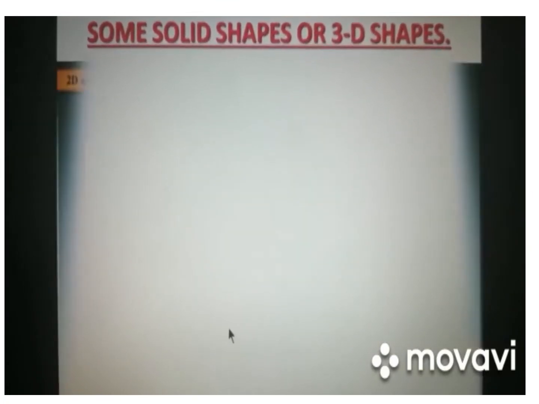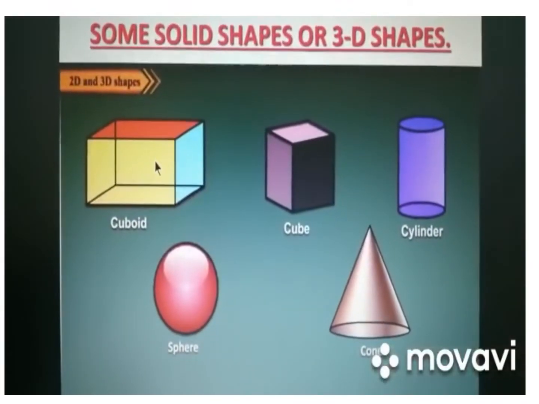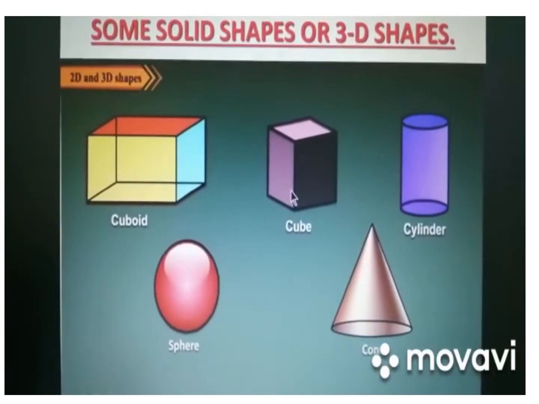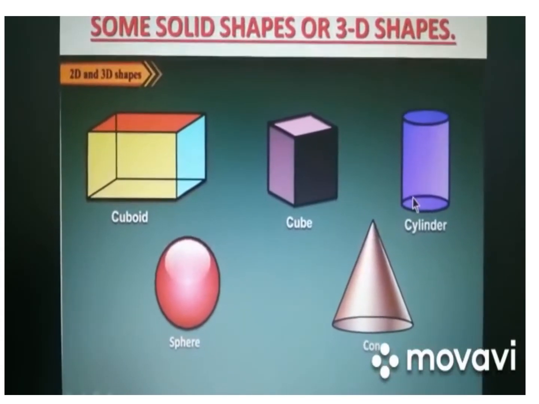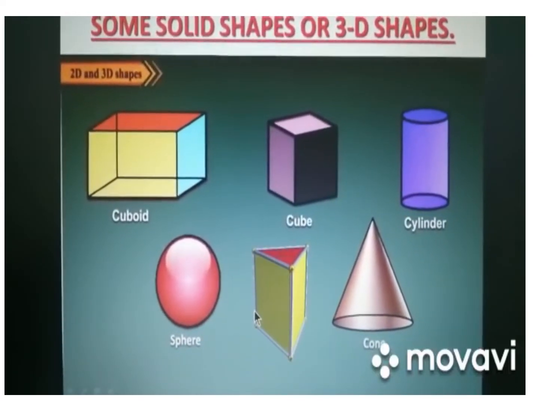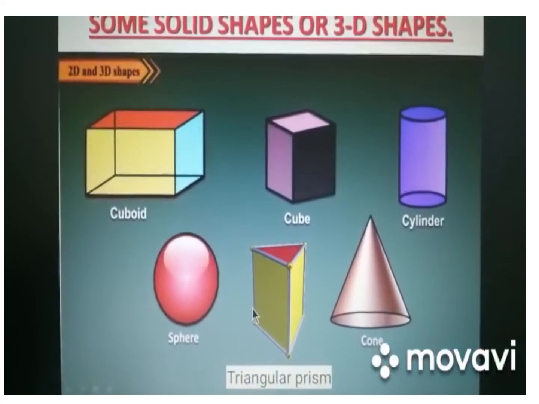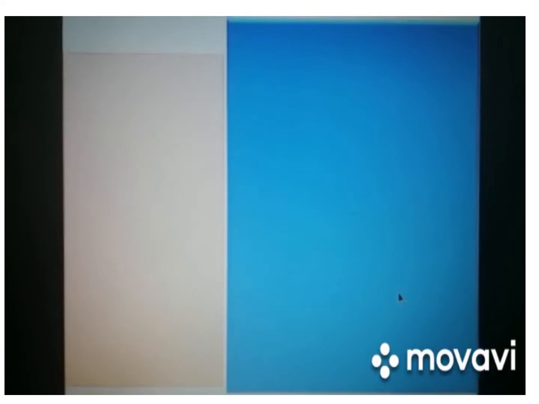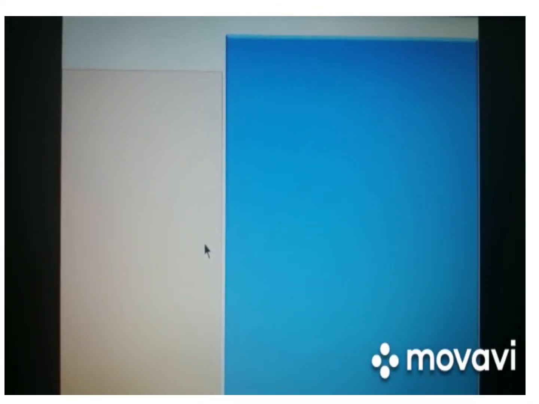I will show you some solid shapes. In front of you there are some solid shapes. What is this? Cuboid. What is this? Cube. What is this? Cylinder. What is this? Sphere. And what is this? Triangular prism. And what is this? Cone. Let me show you all of these one by one.